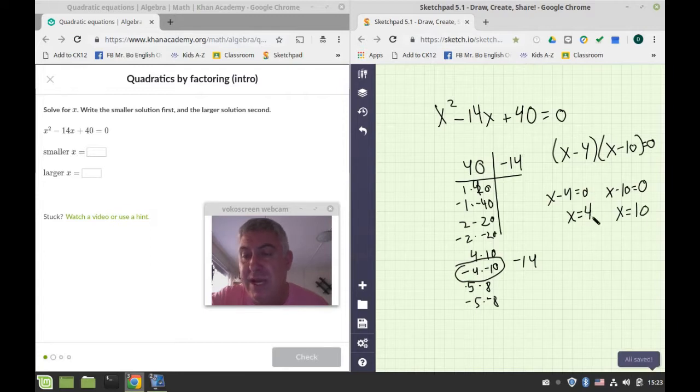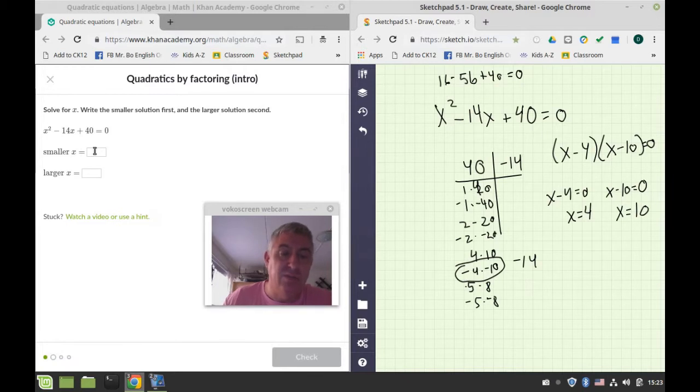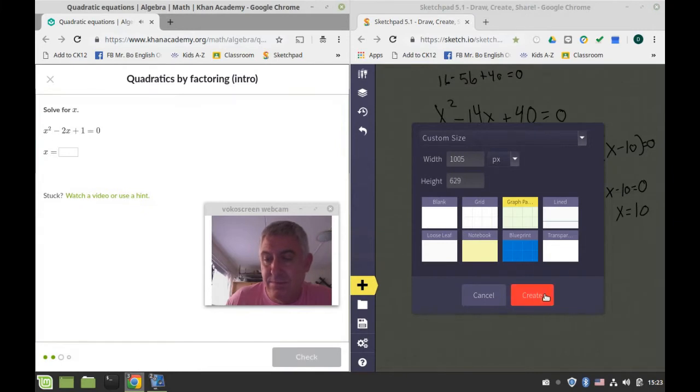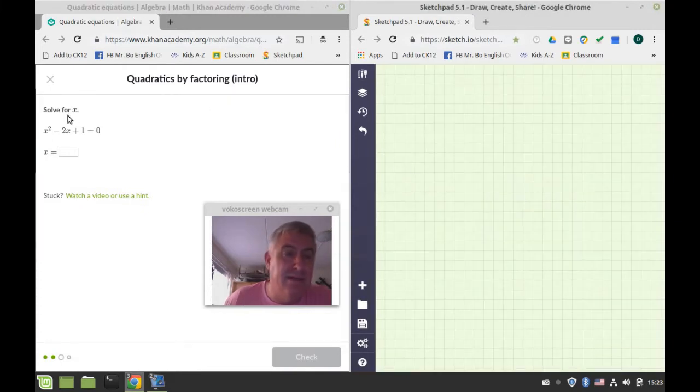I'm going to go ahead and plug 4 back in there to make sure that works. 4 squared is 16. 4 times 14 is 56, plus 40 equals 0. Okay, so 4 is correct. So I probably got that one right. Just do a quick check. Always do a quick check. So it asks me to write the smaller number first. The smaller number here is 4, and the larger number here is 10.